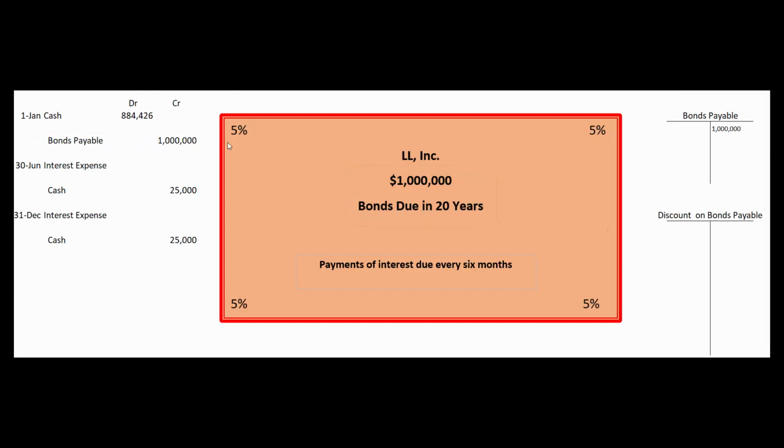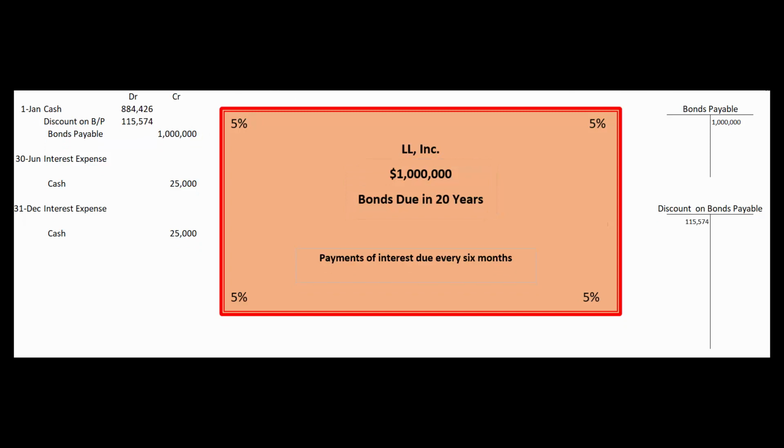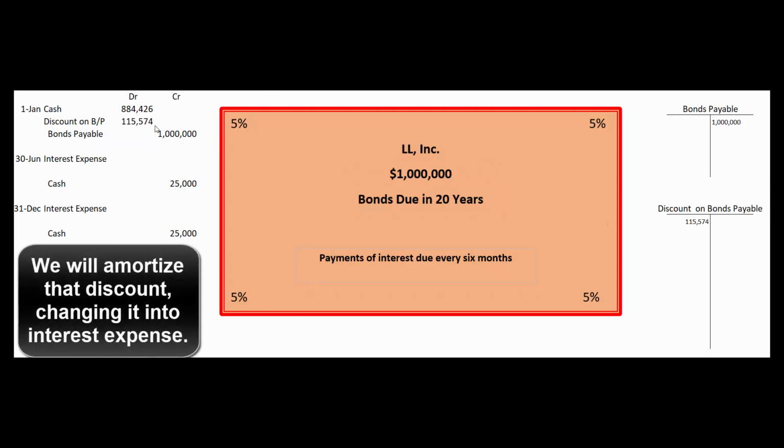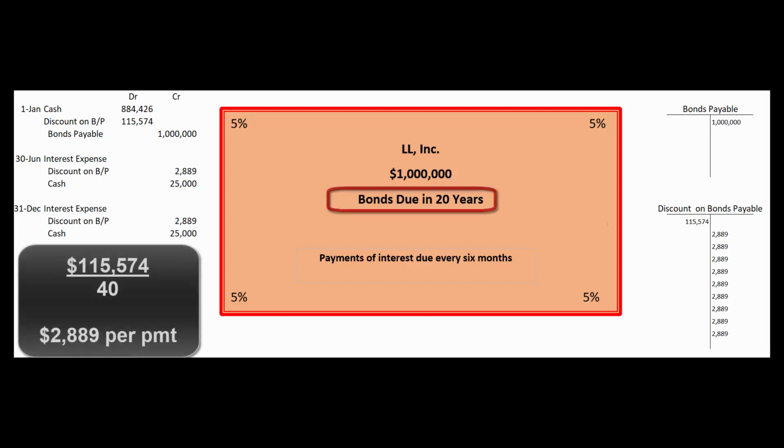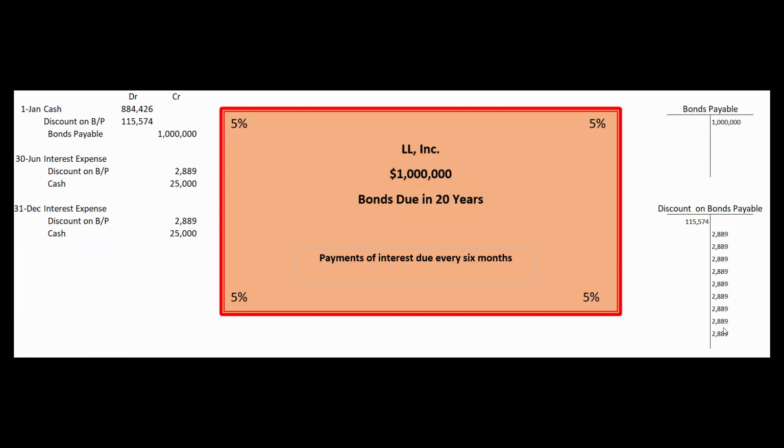How do we make that journal entry balance? With an entry called discount on bonds payable. And what we'll do with that $115,574 is we'll effectively turn it into interest expense over the life of the bond. It has a debit balance, expense or debits, expense or debits, expense or debits. So it'll be pretty simple to turn that into interest expense. The simplest way is the straight line method. We take that 115,574, divide it by 40, because if it's a 20-year bond, we're going to make 40 payments of interest. And every 6 months, we're going to credit discount on bonds payable for that 2,889, and so at the end of 20 years, there's going to be a zero balance.